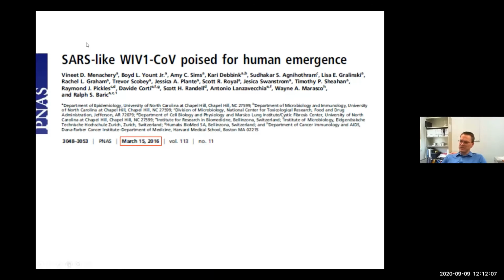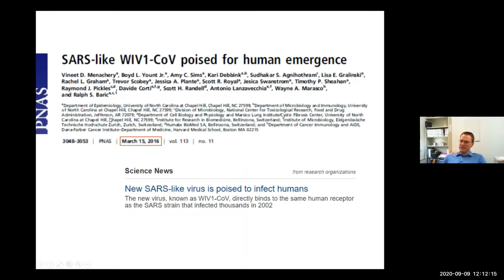And what got their attention in this paper was that this particular virus that they were looking at was able to bind the same human molecule that SARS uses in order to invade our cells, this ACE2 receptor. And so that was alarming, that they'd found multiple different viruses that could now potentially go from bats to humans and cause an outbreak.